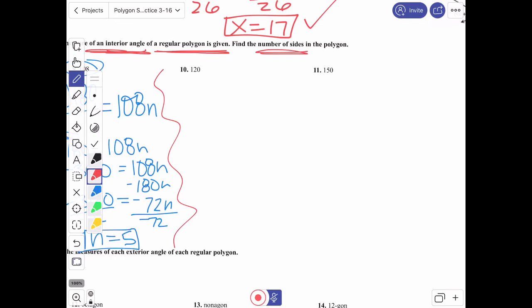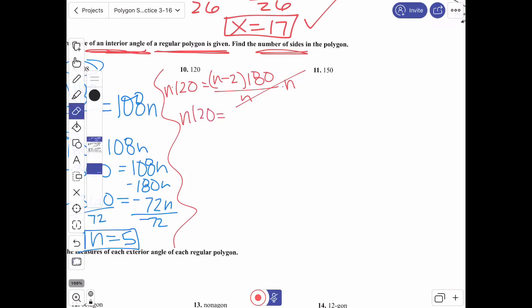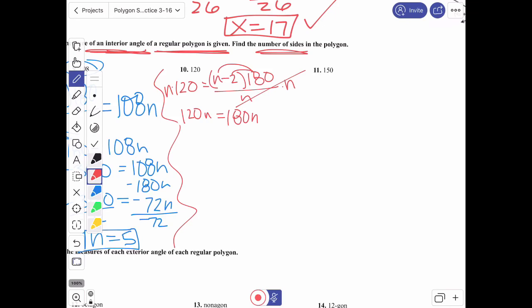But for these two, I'm going to do the same thing. So I'm going to have 120 equals (n minus 2) times 180 divided by n. First, I'm going to multiply by n on both sides. The n's cross out over here. And then I'm going to have n times 120 equals, and after I distribute the 180 like I did before, I get 180n minus 360.